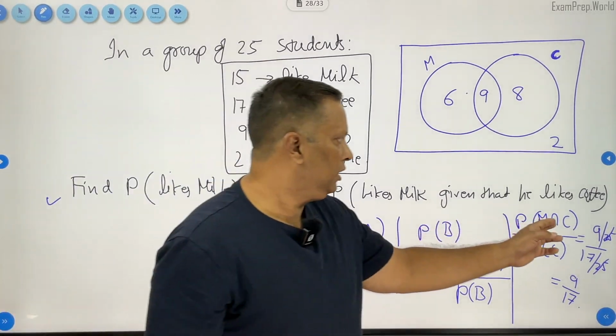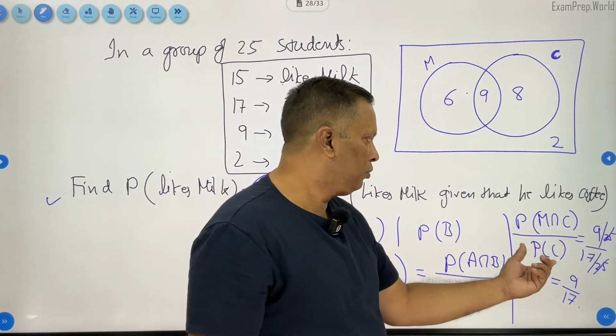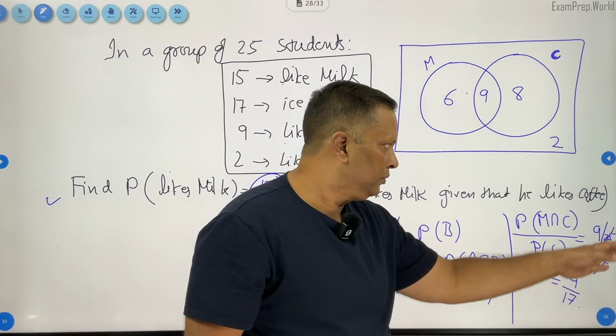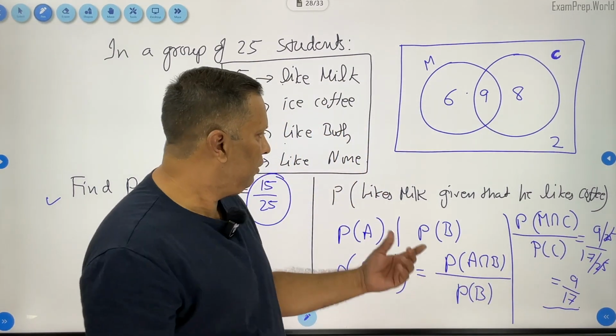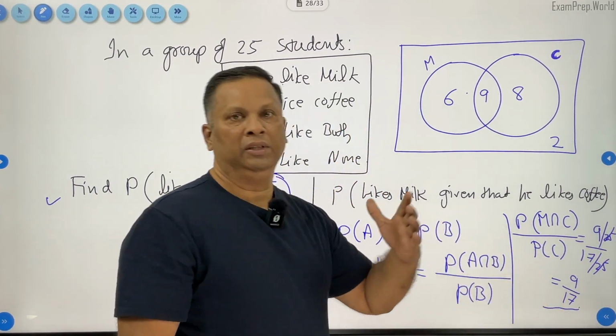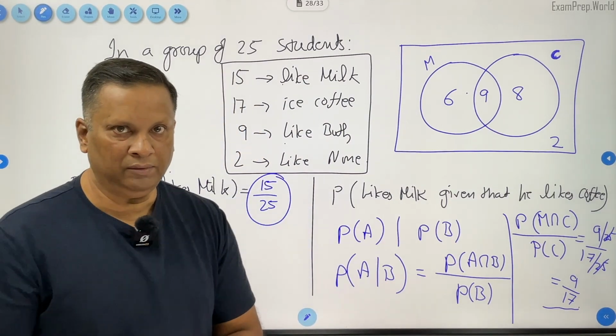See, probability of milk intersection C is 9 on 25. Probability of coffee is 7 on 25. 25, 25 cancel, leaving behind the answer 9 on 17. So the required conditional probability is 9 on 17. I hope you understood this one.